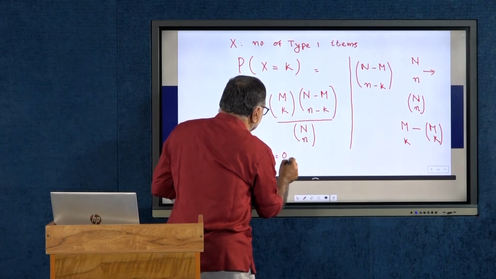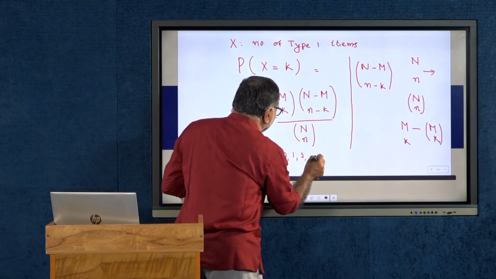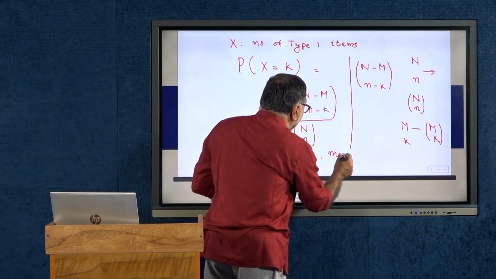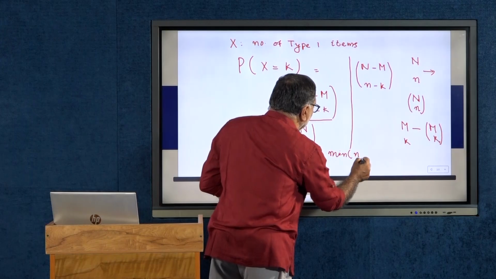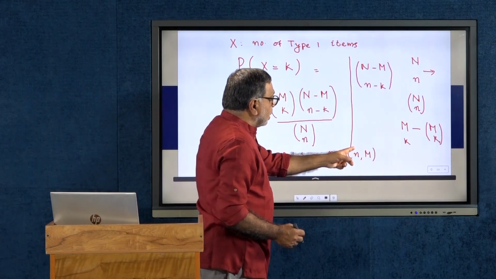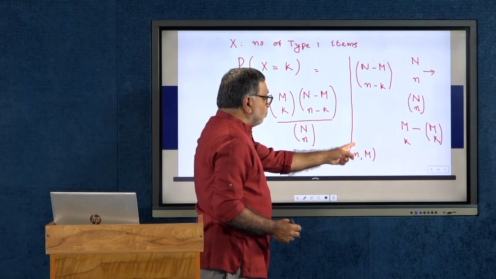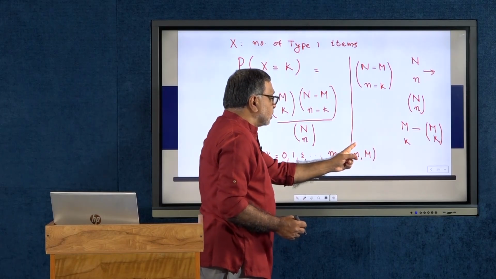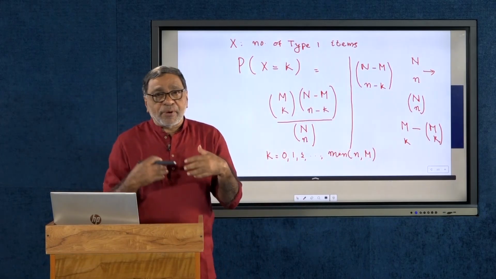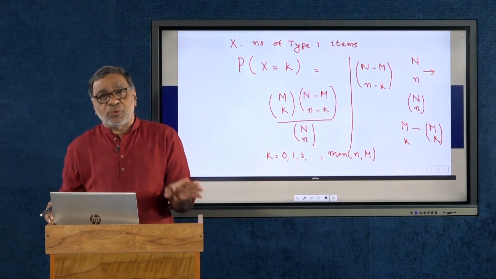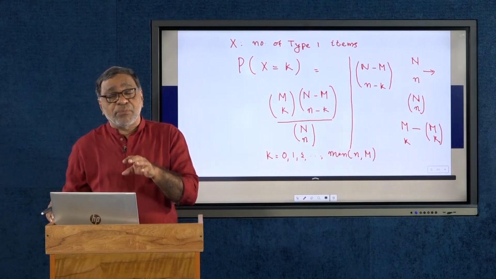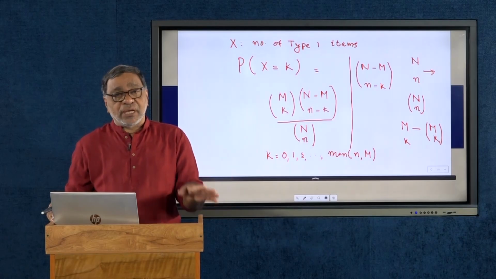Of course, this value k is any value from 0, 1, 2, etc., and the maximum value is the minimum among n and capital M. Because capital M is the number of type 1 items and we are selecting n items, the minimum of those is taken as the maximum value of k. So the probability of X equal to k is this one, and we call it the hypergeometric probability mass function of the random variable X.